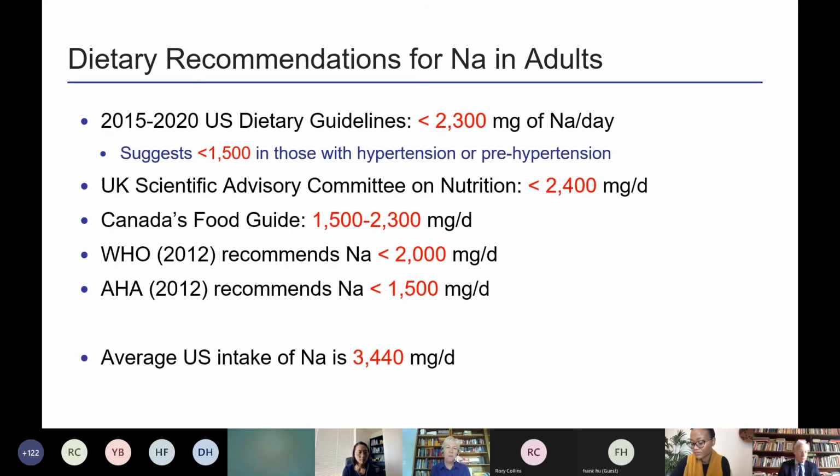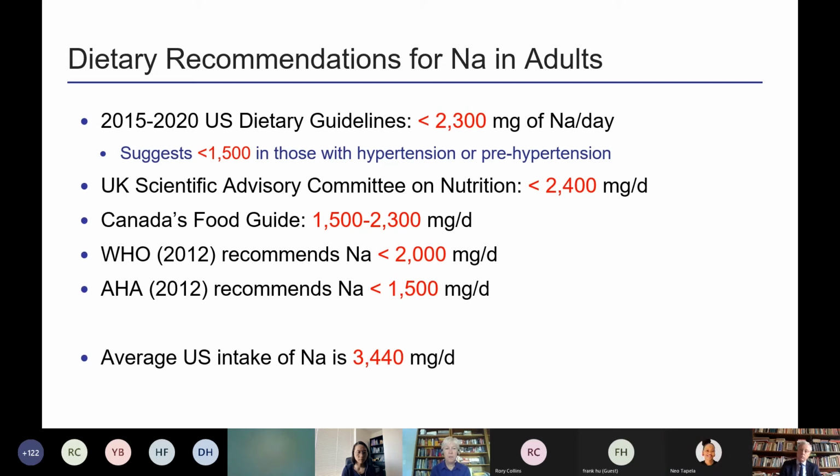So the dietary recommendations in the US, the new guidelines, were to consume less than 2,300 milligrams of sodium a day. And for those with hypertension or prehypertension, it's less than 1,500. And other countries' guidelines are fairly similar. In the UK, they say 2,400. Canada's Food Guide says 1,500 to 2,300. But the WHO and AHA guidelines are lower.